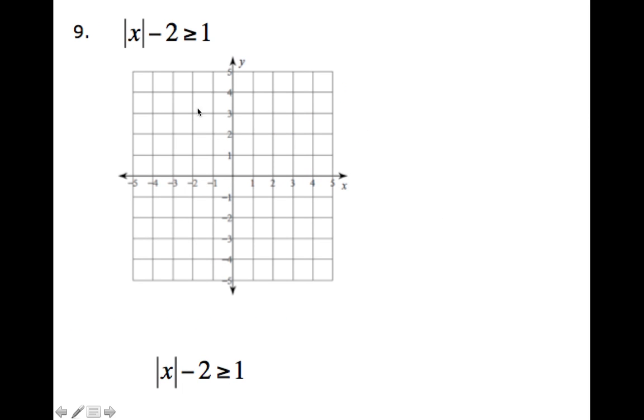Let's look at number 9. Again, we have an absolute value. This time there's a number right here. This number is not inside, it is outside here. That means it's going to be a translation on the y-axis, and this is -2, so we're going to go -2. So our absolute value, instead of starting here, starts down 2 units right here, at -2.